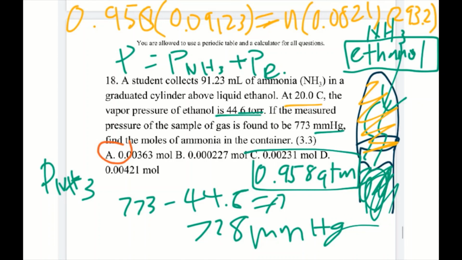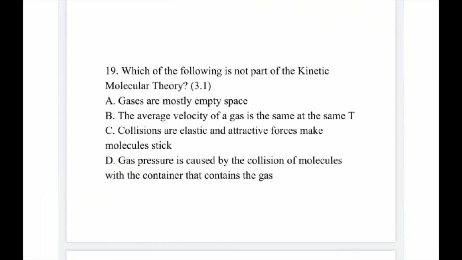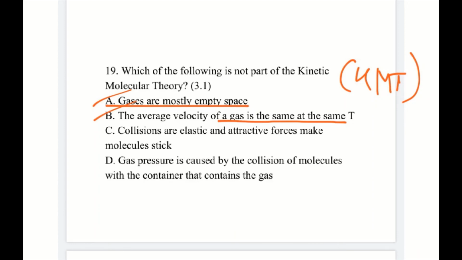Now let's move on to the next question. Which of the following is not a part of the kinetic molecular theory, or the KMT? So the KMT is describing a gas from an ideal viewpoint, I guess. And if you remember the KMT, you remember that it said that gases are mostly empty space. So A is out. The average velocity of a gas is the same at the same temperature. That's true, as long as the identity of the gas is the same. Collisions are elastic. Okay, that's true.